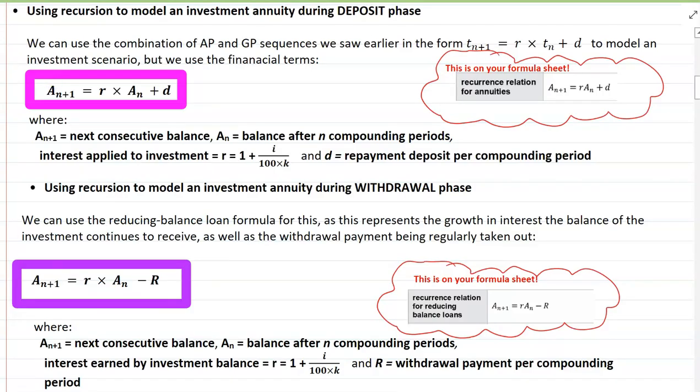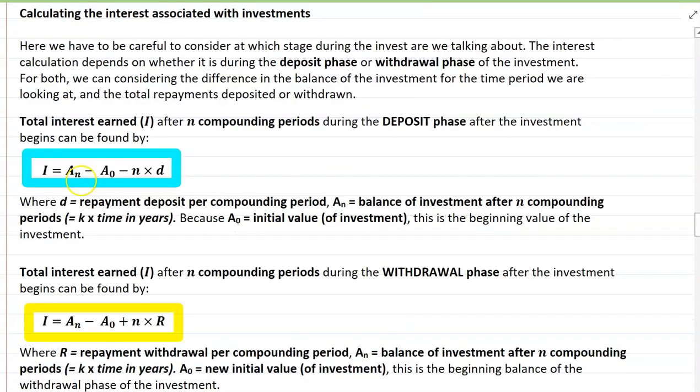Okay, so hopefully this has helped you understand using recursion relations to model an investment annuity. And remember, there's 2 phases, the deposit phase and the withdrawal phase. And then secondly, when calculating the interest associated with investments, there's also two phases you need to consider when you're doing those interest calculations. Good luck with your practice questions.